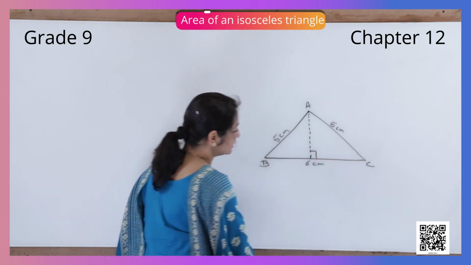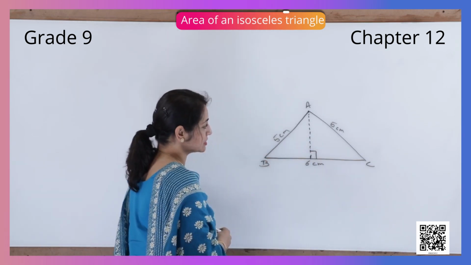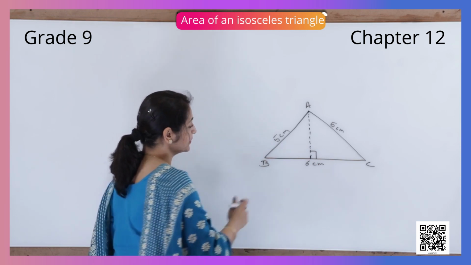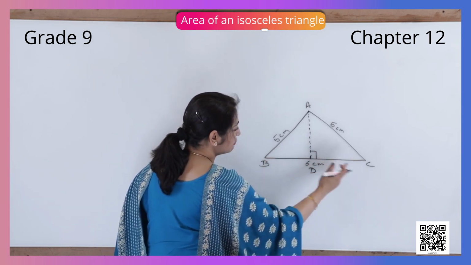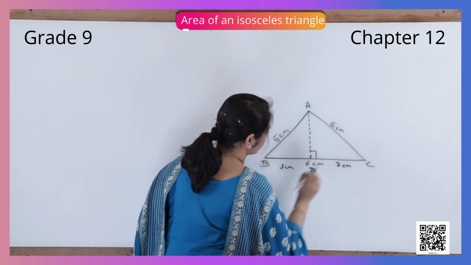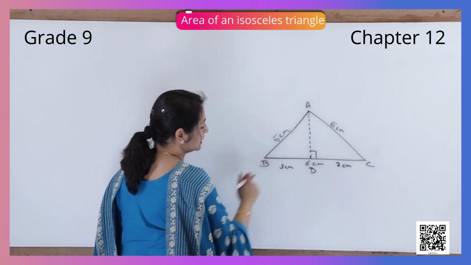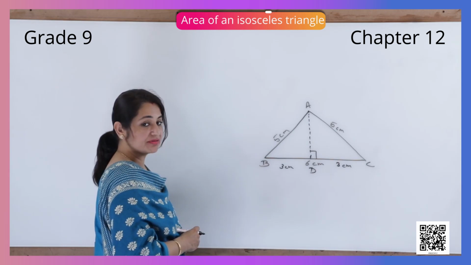Here the angle is 90 degrees. It will divide the base into two equal parts. Again, this can be cross-checked with the help of the RHS axiom. So here BD, suppose this is D, so BD will be equal to DC equal to 3 centimeters. Now in this triangle ABD, we have BD equals 3 centimeters and AB equals 5 centimeters.